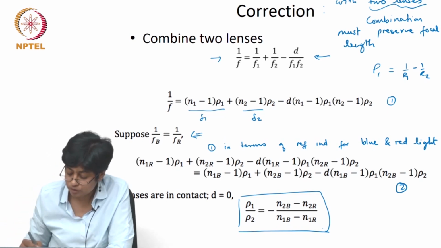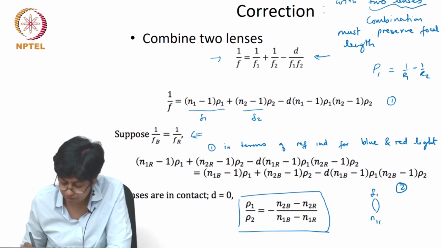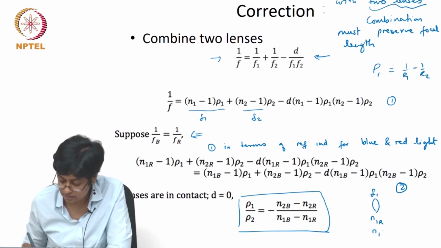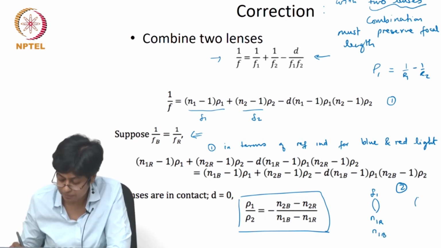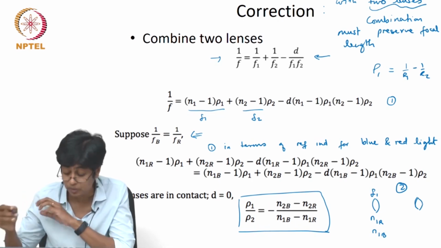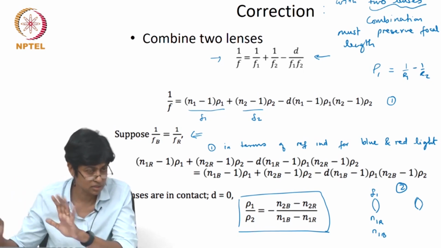Okay. Now, I have chosen one lens. This is lens F1. It has a certain refractive index for red light. It has a certain refractive index for blue light. I have another lens. I'm just drawing it as a convex lens. Please don't think it's a convex lens. We don't know anything about whether F1 is positive or negative. We are just taking a lens with a certain focal length.